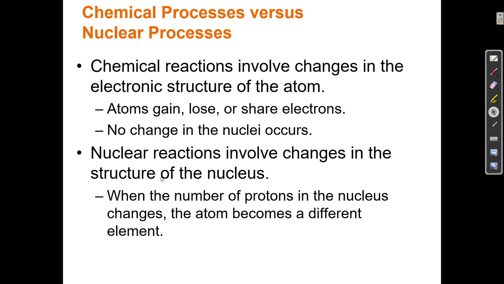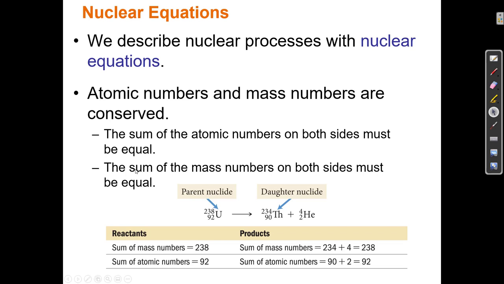But in nuclear reactions, there are always changes occurring in the nucleus. Sometimes changes occur to the electrons too, but we're focused on the changes that are occurring in the nucleus when we look at nuclear reactions. And so whereas chemical reactions are focused solely on changes in electrons, nuclear reactions are generally focused on changes in protons and neutrons, the particles that are in the nucleus.